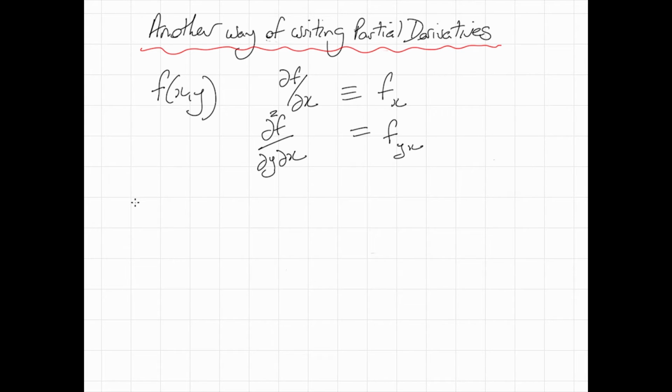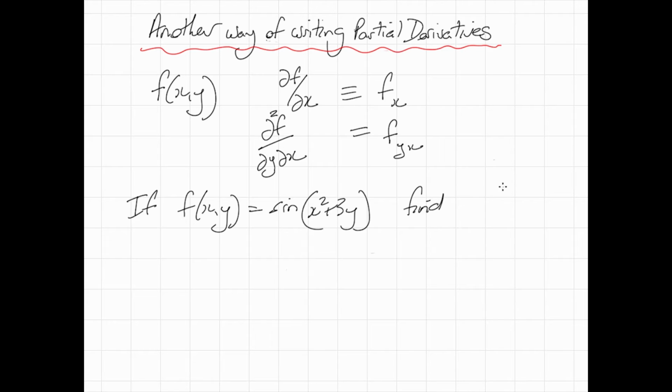So let's look at an example. If f of x, y equals sine of x squared plus 3y, find the second derivative with respect to y with respect to x, and the second derivative with respect to x with respect to y. Okay, so we'll do the first bit first, and we want the partial derivative with respect to x.